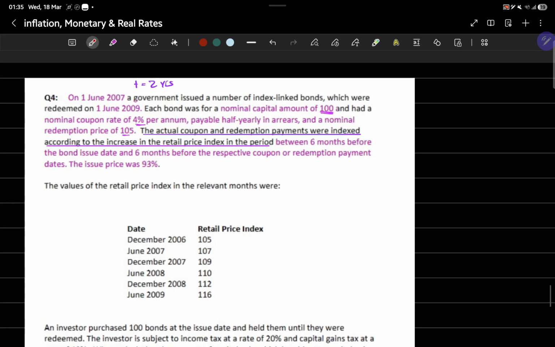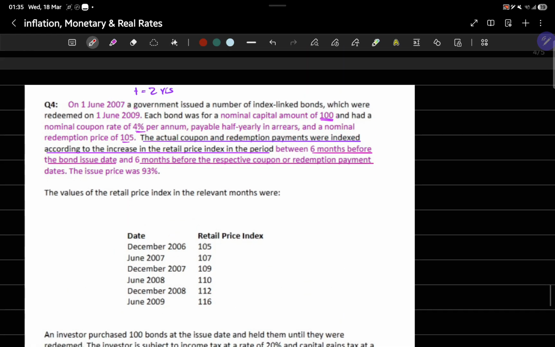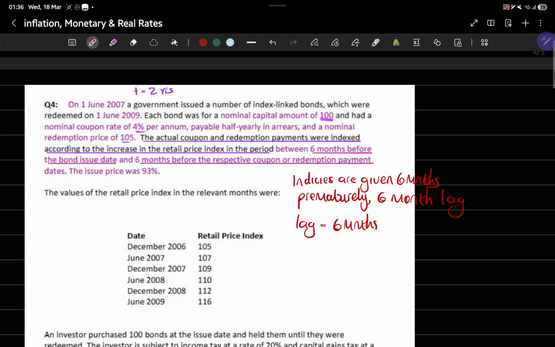Another thing I wanted us to note is that the retail price index is given for the period 6 months before the bond issue date and 6 months before the respective coupon or redemption date. What does this tell you? That the indices are given 6 months prematurely. So what does this mean? There's a 6-month lag. The lag is equal to 6 months or 0.5 years.